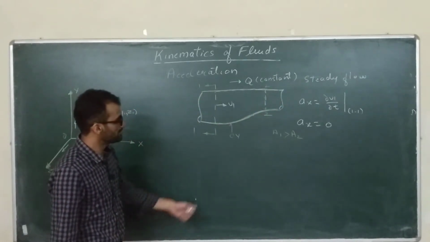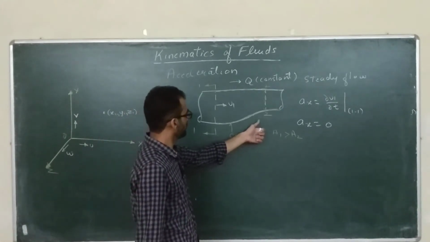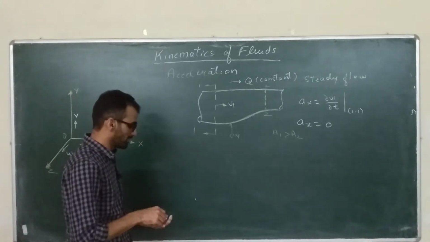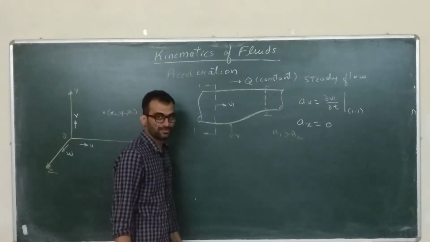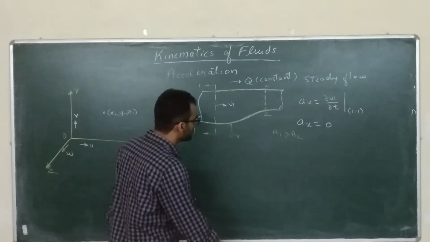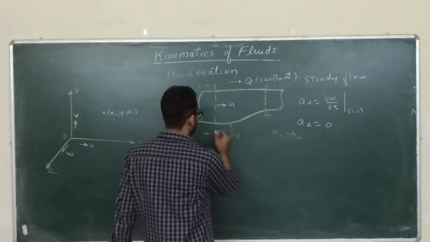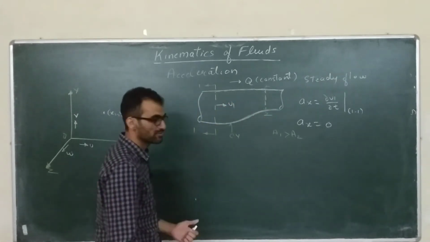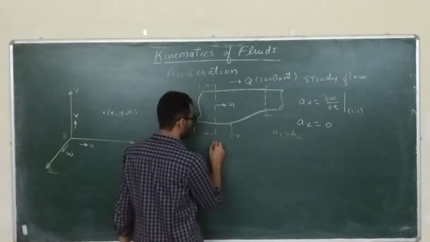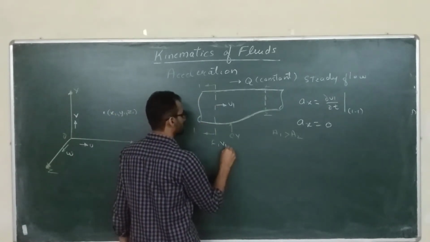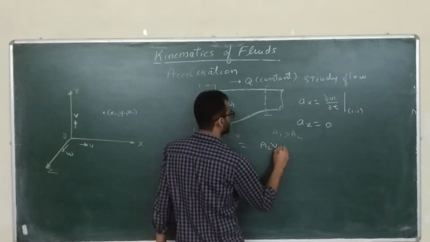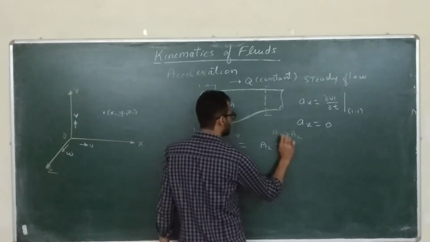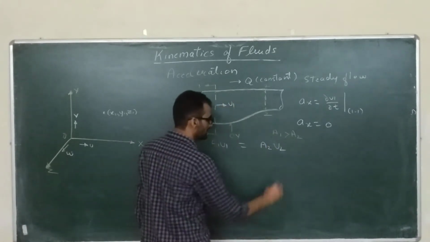Now since the flow area A1 is greater than A2, what will happen to the velocities? Anyway, the conservation of mass should be followed. Mass is always conserved. So in order to conserve the mass, what happens? When the flow passes through a contraction, the area of flow is decreasing, so the velocity should increase. Since our continuity equation is A1 V1 should be equal to A2 V2 at this location, so it will be A1 U1 equal to A2 into U2.